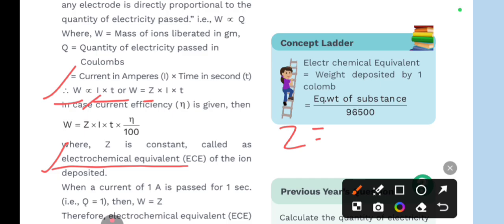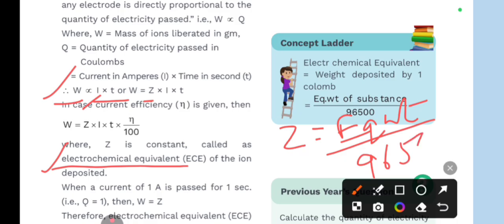It is equal to the equivalent weight of the substance divided by 96500. What is this? It is the Faraday constant value. And equivalent weight is equal to molar mass by n factor. So you can even put in the value of Z. So here W is equal to ZIT.